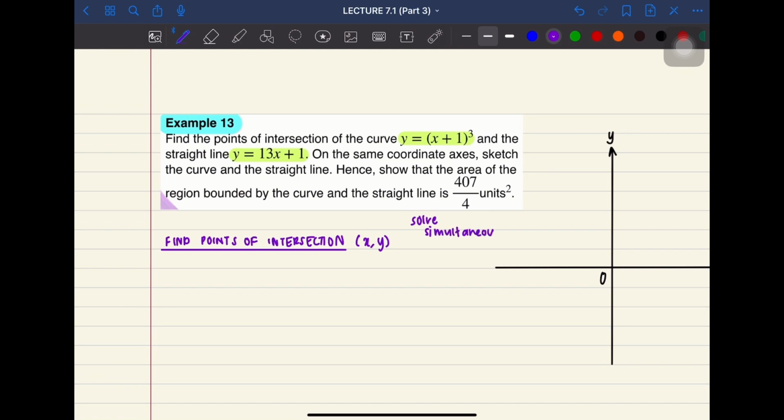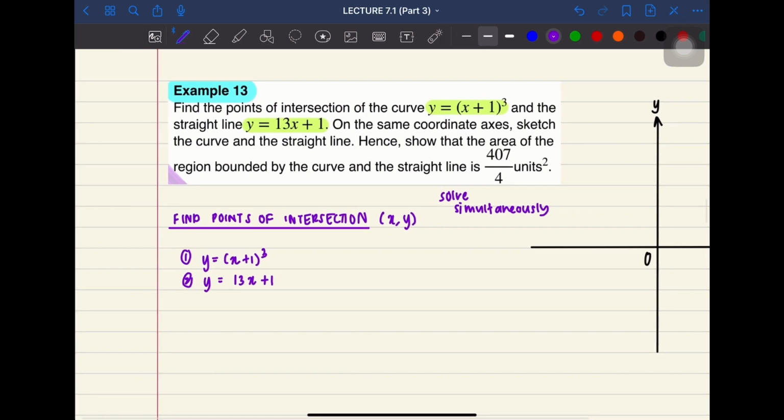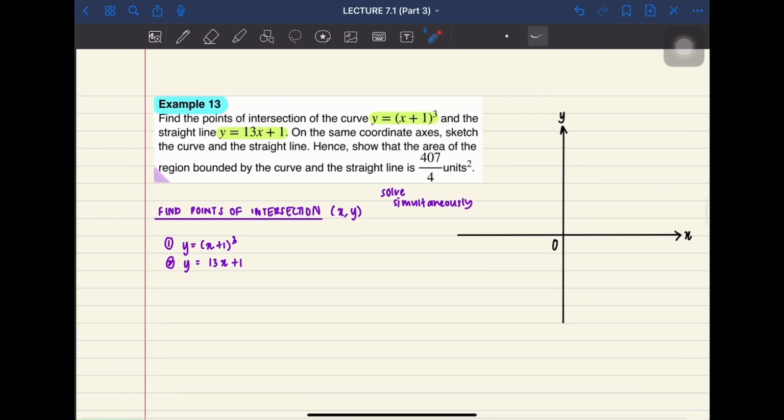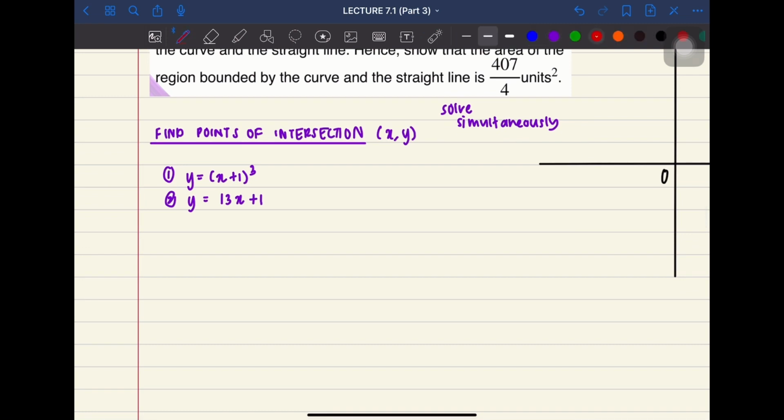Okay, persamaan serentak. Okay, so untuk persamaan serentak, untuk this case kita ada dua function yang terlibat, which is y equal to x plus 1 cube, and then another one y equal to 13x plus 1. Okay, so for the first part, dia memang suruh cari points of intersection saja, so kita cari dulu. Okay, so kita solve simultaneously this one. Okay, so macam yang tadi, kita just solvekan persamaan serentak ni. So equation yang pertama this one, so kita boleh substitute y daripada equation kedua ke dalam ni. Okay, so saya substitute into 1.